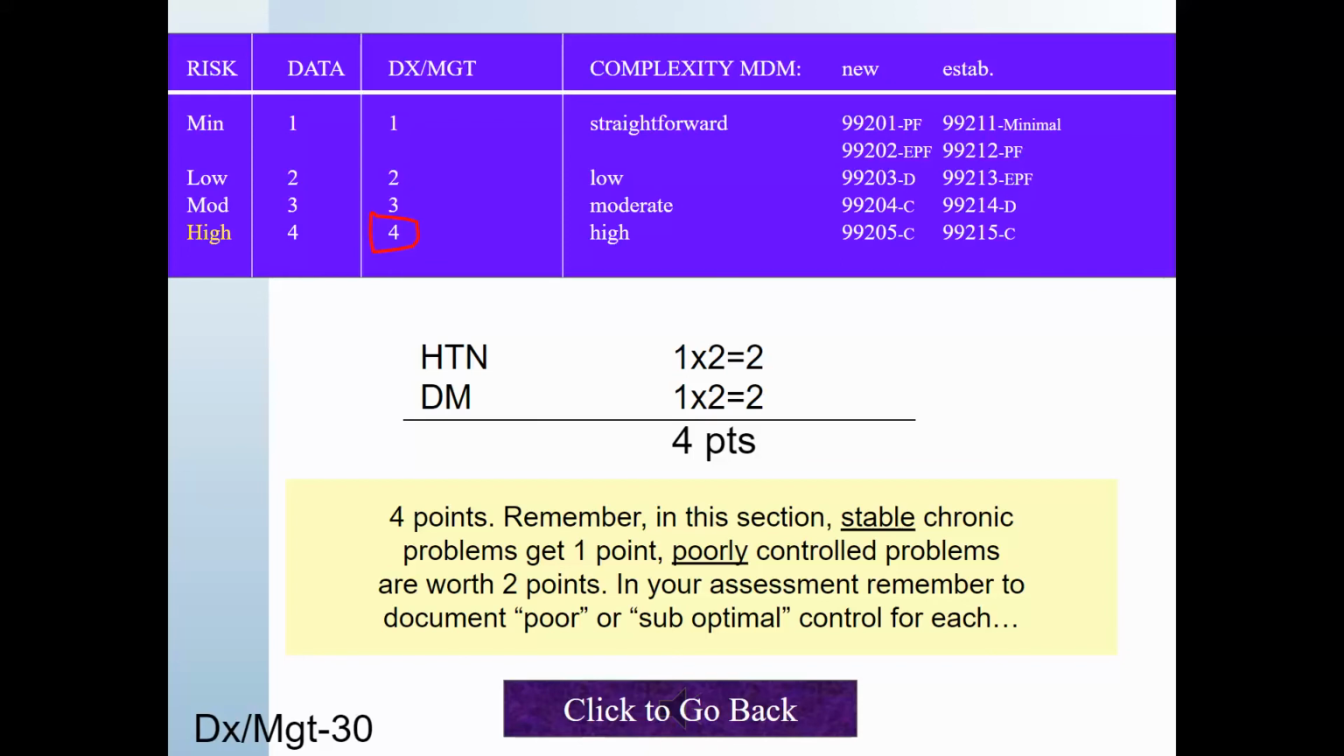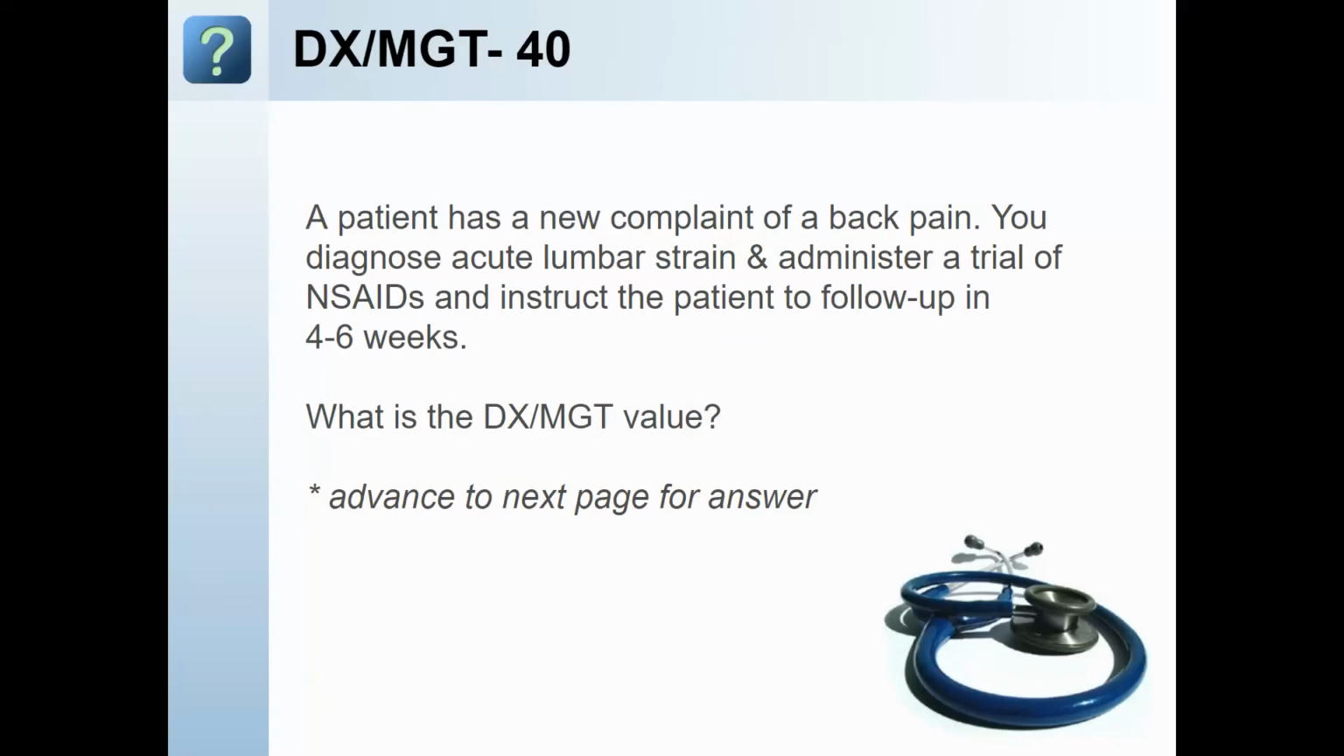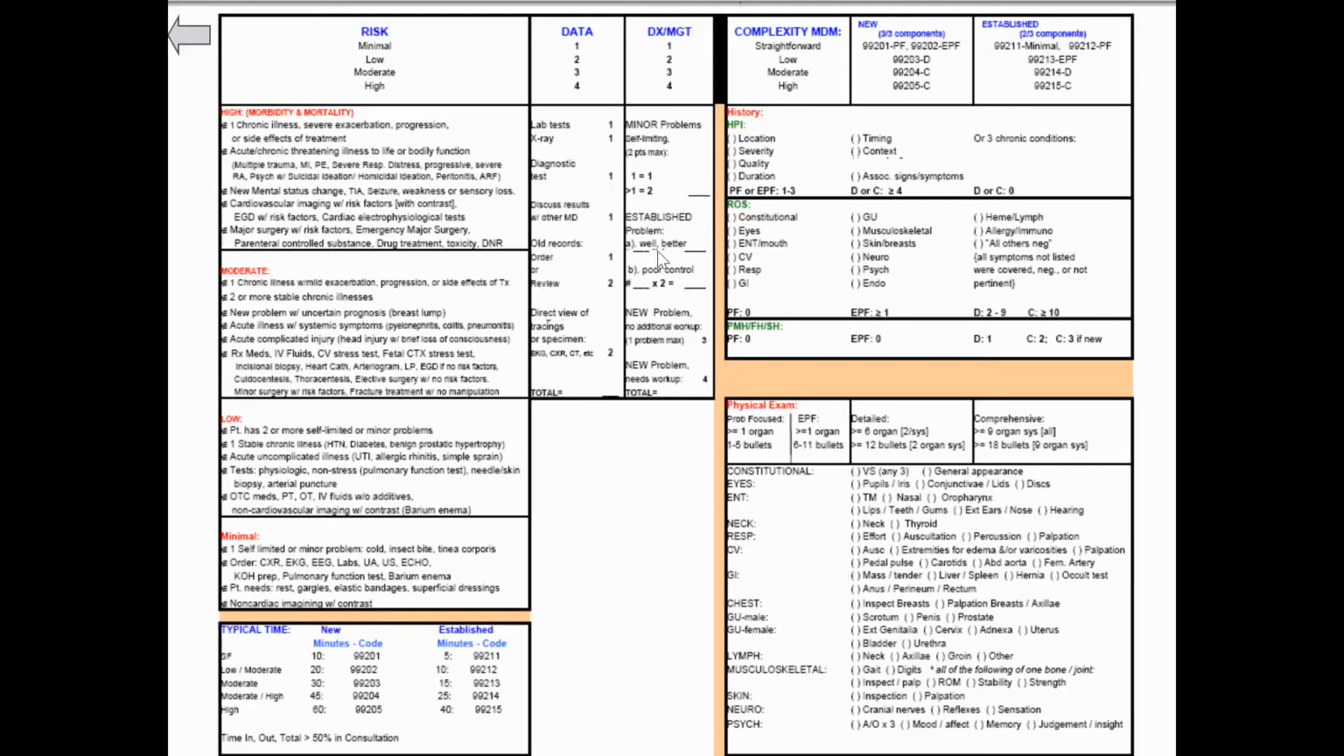Let's go on. Let's look at diagnostic management for 40. A patient comes in with a new complaint of back pain, and you diagnose acute lumbar strain, and you treat with a trial of nonsteroidals, and you tell the patient to follow back up with you in 4 to 6 weeks. Now, this isn't a chronic problem anymore. We're into sort of new problems. So let's go ahead and look at our worksheet, and you see now we've got established problems here. Now we've got new problems over here.